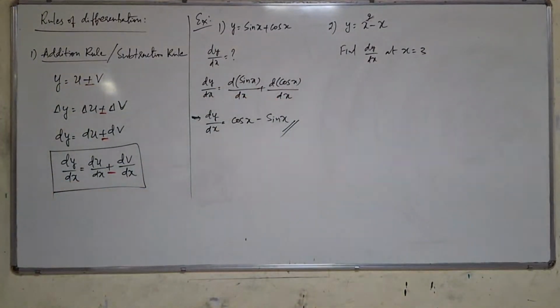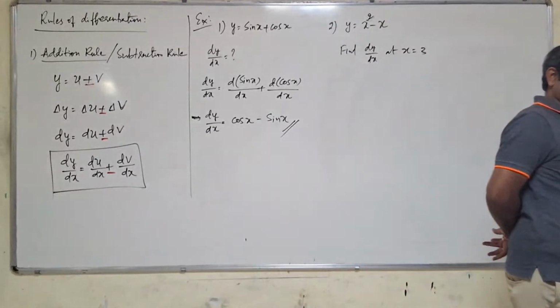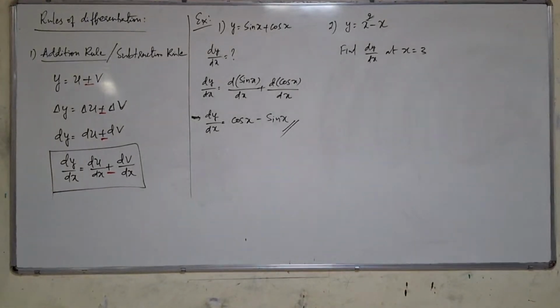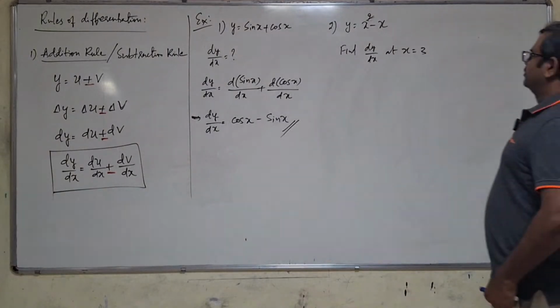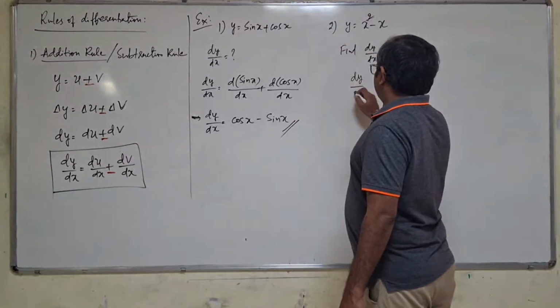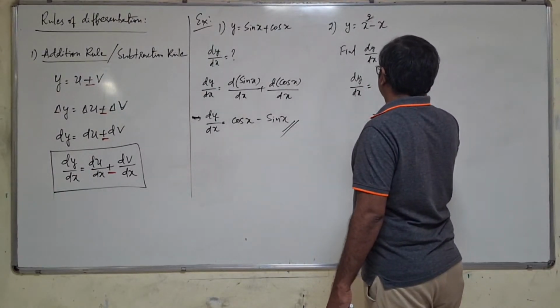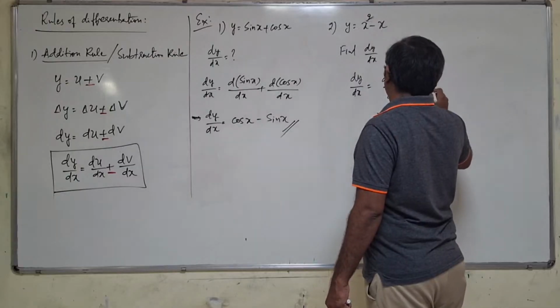Correct. So how do we do this? dy by dx is equal to dx square by dx minus dx by dx.